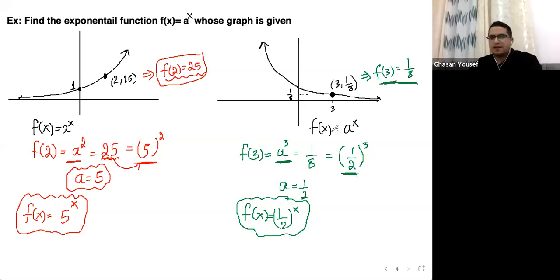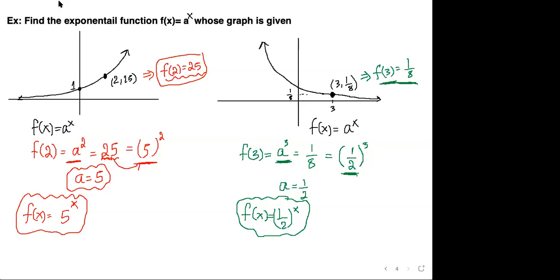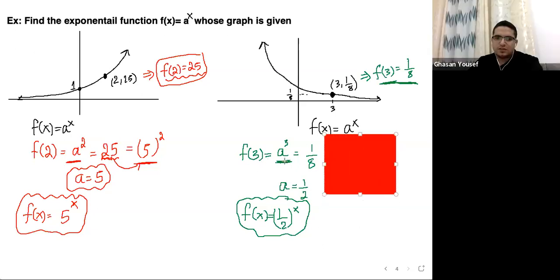Like he said, we hide this thing here. We're going to hide this. You ask yourself, what number do I raise to the power 3 to give me 1/8? So the number is 1/2, because 1/2 to the power 3 will give me 1/8.